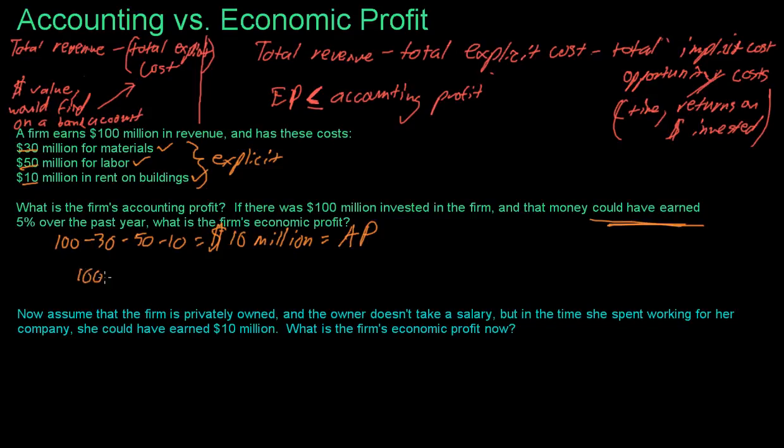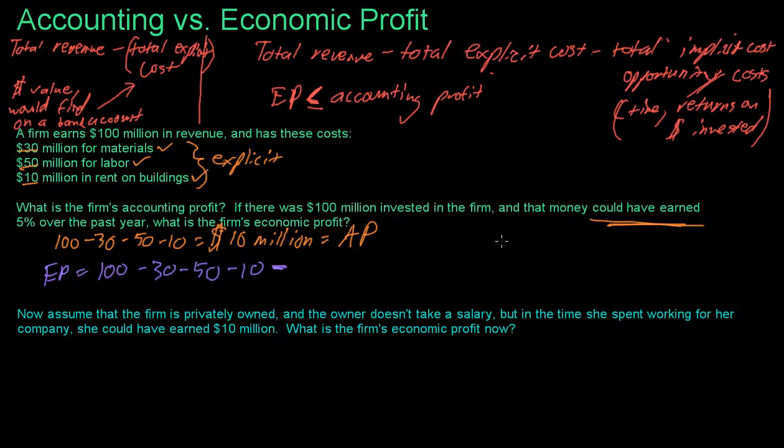So we know here that economic profit is going to be, I'll put an EP, you know what, I'll change up colors just to keep it clear. So we'll go over to this purple. So we have economic profit is equal to total revenue, which is the 100, minus all of the explicit costs, so it's going to be the exact same thing as we had for accounting profit, minus the opportunity cost of that money. So let's figure out how much we could have earned on that money in the past year.